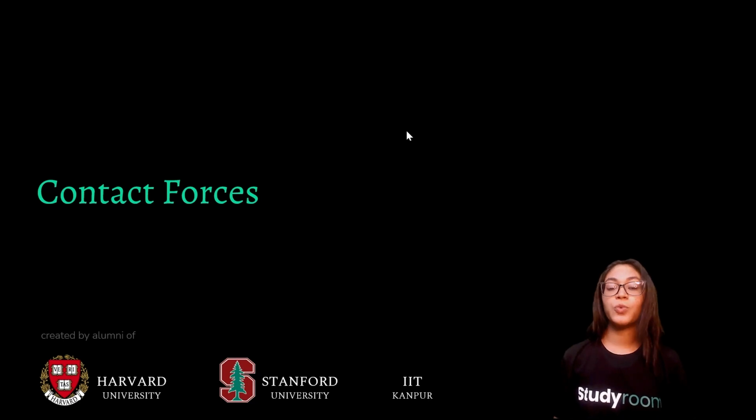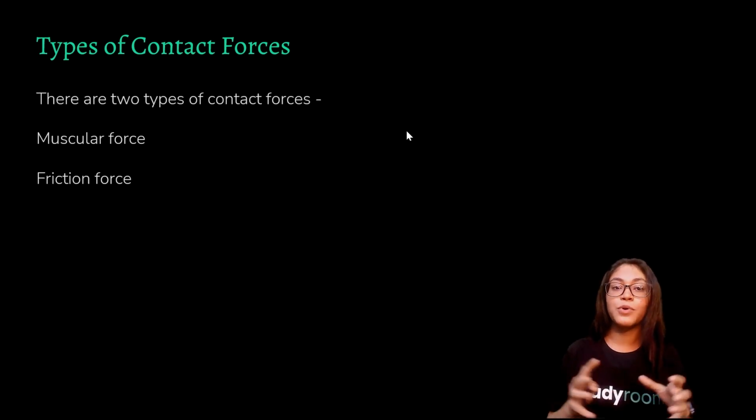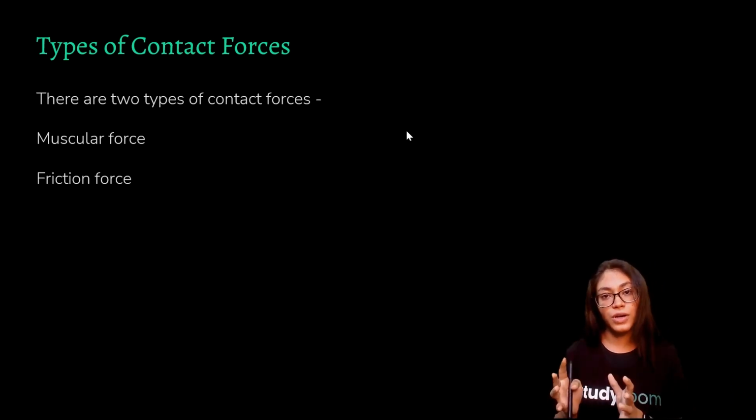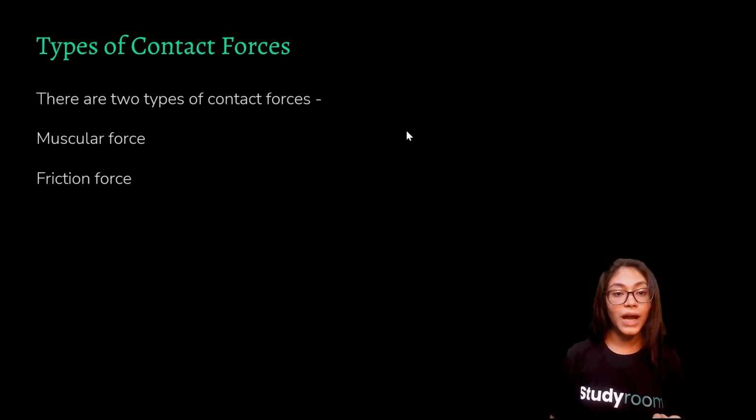So in this video we are going to learn about the classification of forces, that is contact forces and non-contact forces. So let's move ahead and see what are the types of contact forces. There are two types of contact forces. Firstly is muscular force and second is friction force. So we understood right now that force is broadly classified into two categories, that is contact force and non-contact force. Then contact forces are again subdivided into two categories, that is muscular force and friction force.